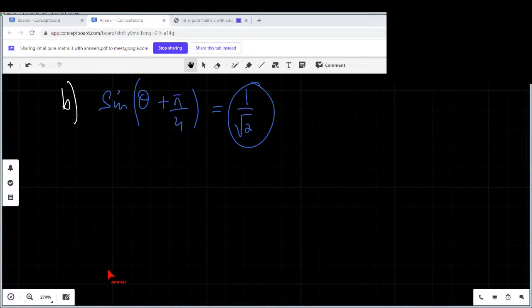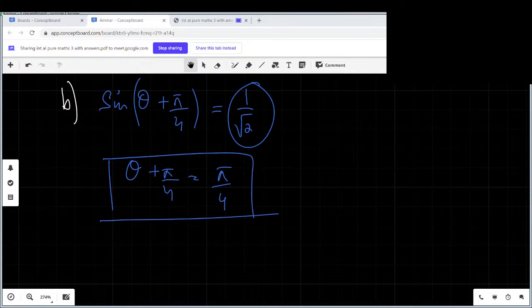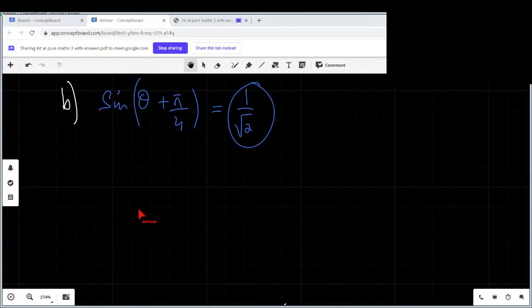I say theta plus pi by 4 is equal to sine inverse 1 over root 2. Did you get this step? Theta plus pi by 4 is equal to sine inverse 1 over root 2, which is equal to what? Pi by 4.